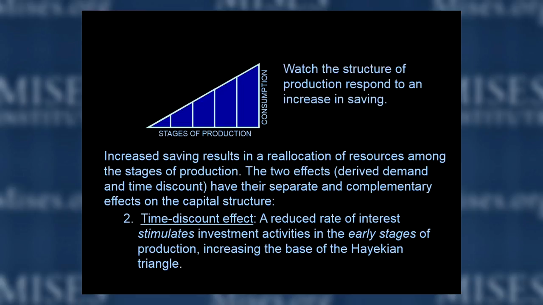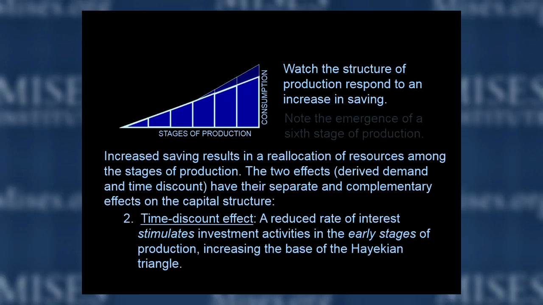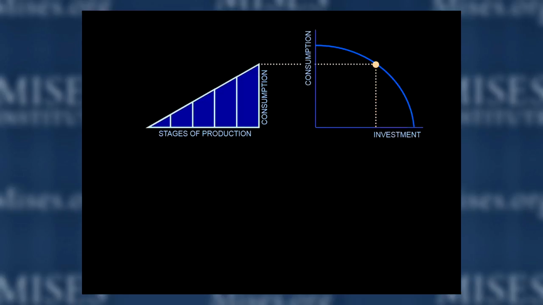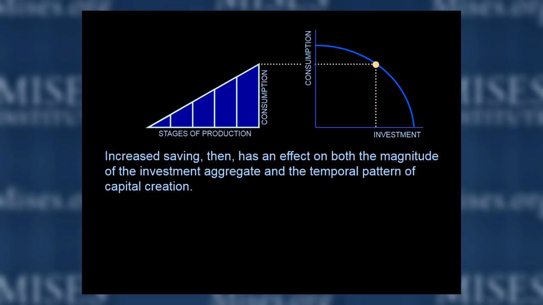Okay, so watch the structure of production respond to an increase in savings. Note the emergence of the sixth stage of production. Increased saving results in a reallocation of resources among the stages of production. The two effects, derived demand and time discount, have their separate and complementary effects on the capital structure. Okay, now we can use these two graphs together and show how it works. Increased saving then has an effect on both the magnitude of the investment aggregate and the temporal pattern of capital creation.